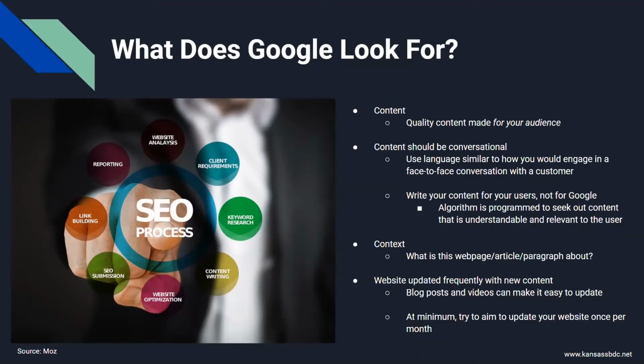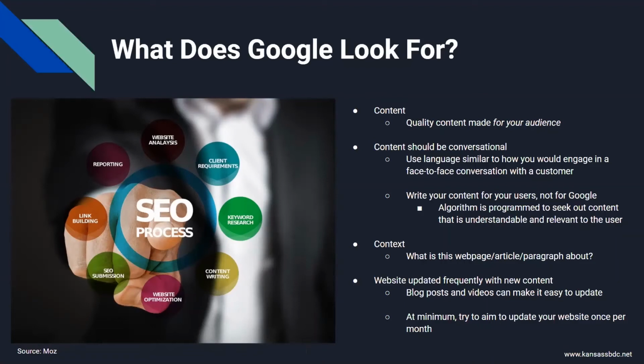Next is context. So what is the web page, article, or paragraph about? There's a lot of emphasis in search engine optimization on keywords. Like, make sure you have keywords. And keywords are important, but you don't want to just write a paragraph and sprinkle the keyword in every now and then, because that's not how the algorithm works. That's not what it's looking for.